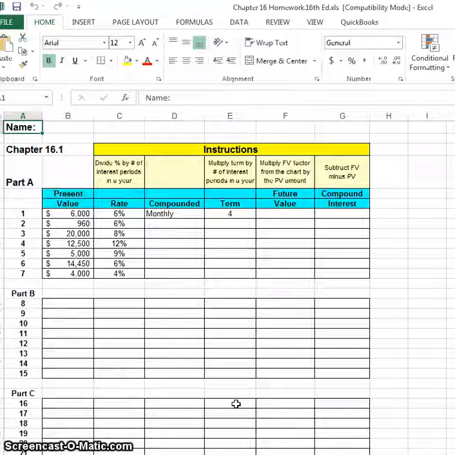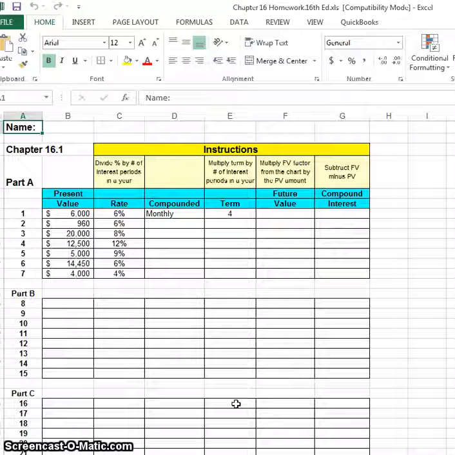This recording is going to talk about compound interest from Chapter 16. Compound interest is using a simple interest formula, principal times rate times time, to arrive at an interest amount, and then that interest amount is added on to the original principal. And this can be done over and over again for the length of time that that amount is in the bank or in a savings account.